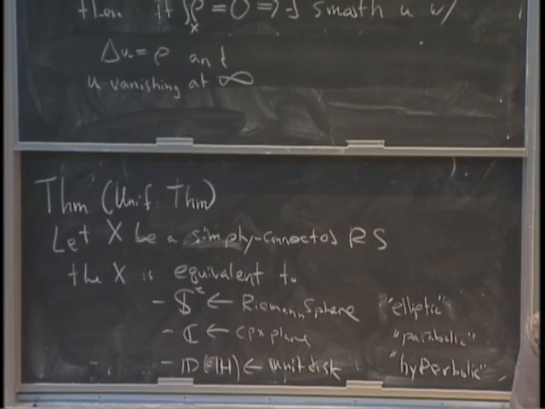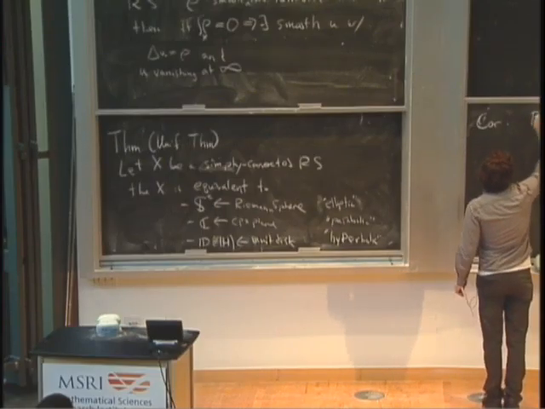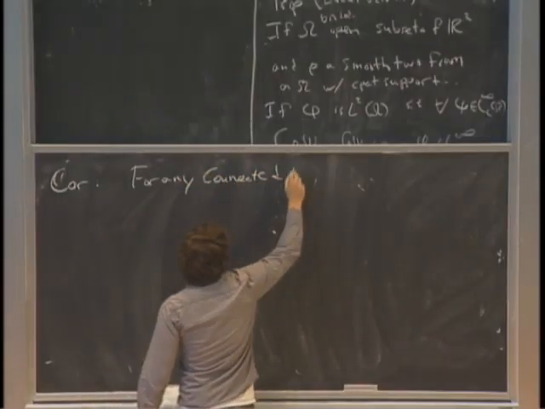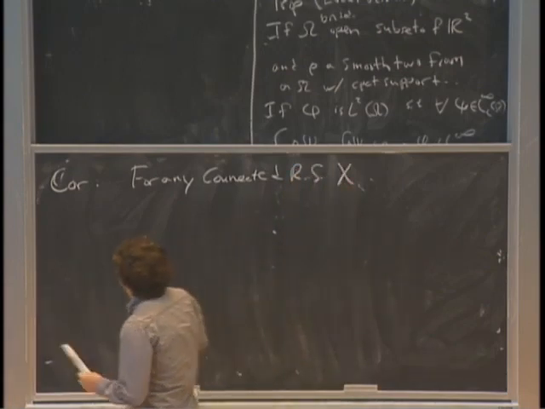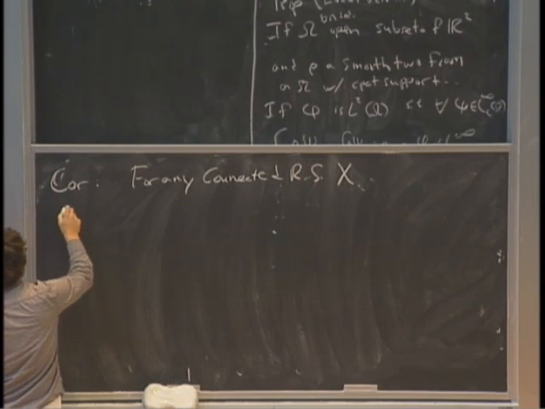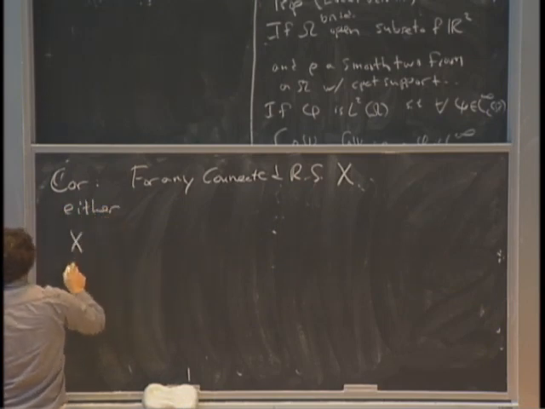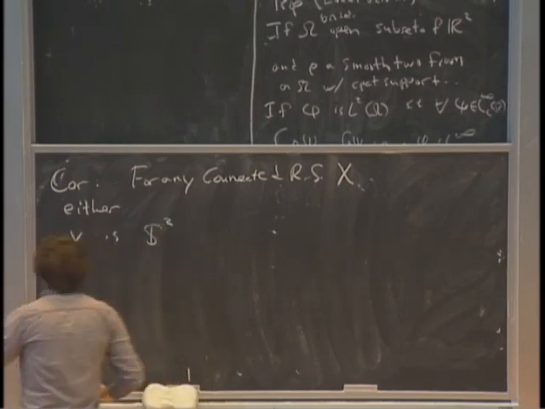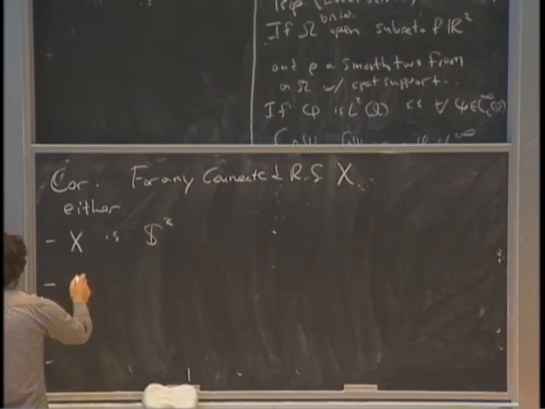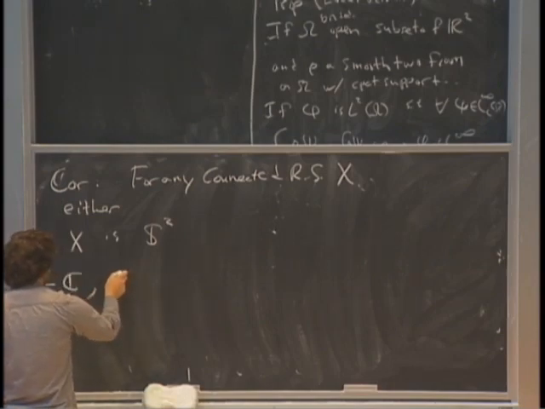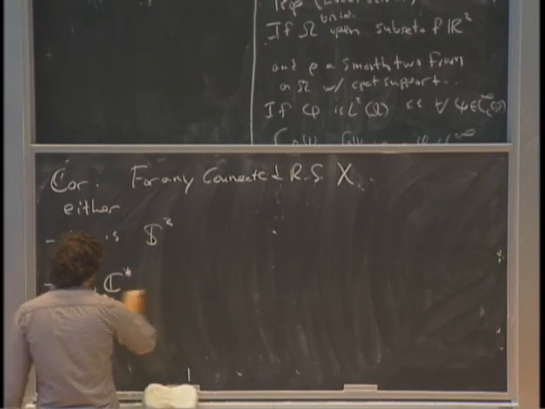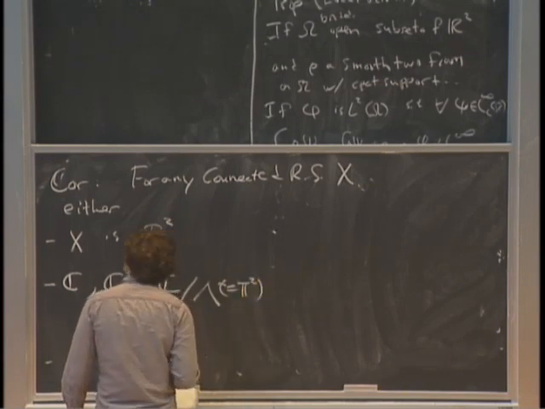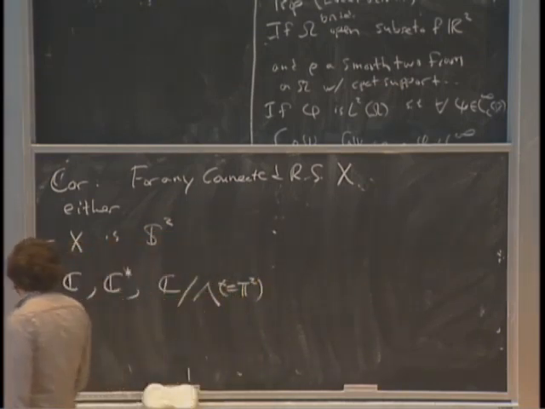So the corollary of this is then that for any connected Riemann surface X, we have that either X is the Riemann sphere. So this is the elliptic case again. Or X is the complex plane, the punctured complex plane, or a torus. So this is, of course, a torus. So again, this would be the parabolic case.